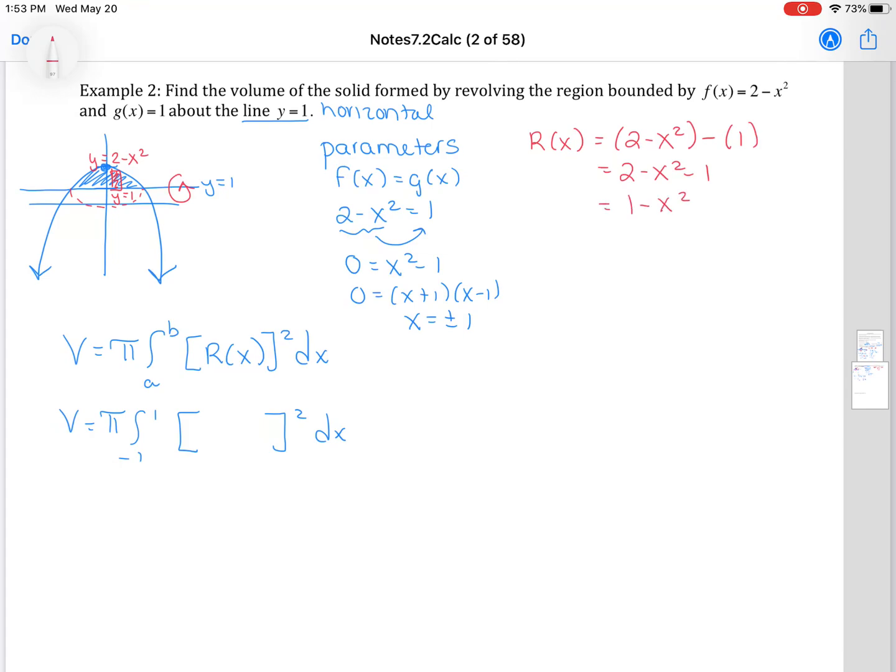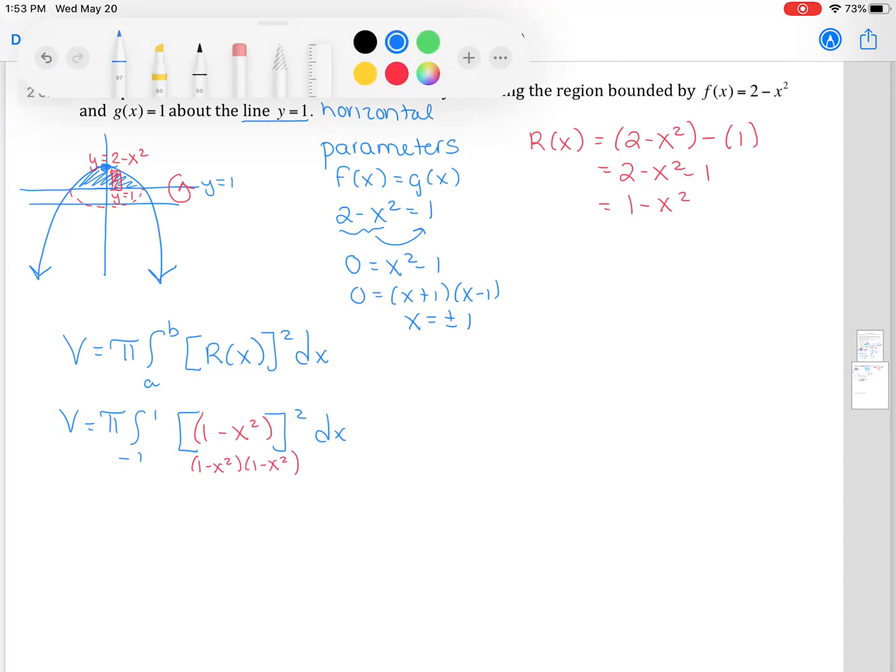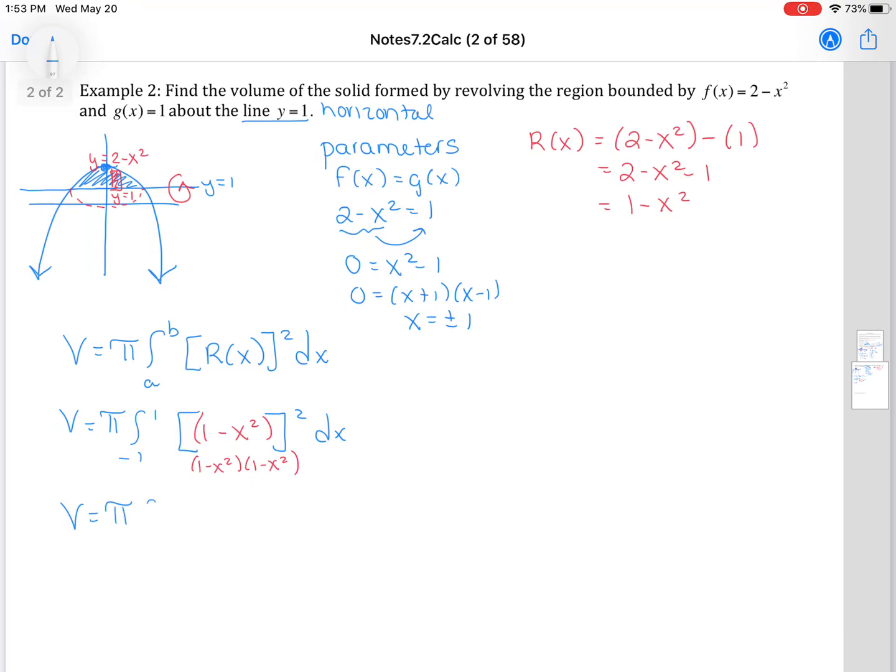So when you subtract those two, you get 2 minus x squared minus 1, which gets you 1 minus x squared. And that is the function that's going into the parentheses. Now keep in mind, this is being squared, which means you are going to have to FOIL them. So we get V equals pi, we're going from -1 to 1. If we FOIL, we get 1 minus 2x squared plus x to the 4th.